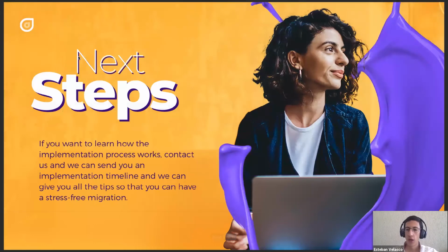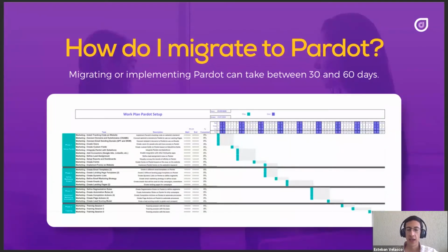Then another question that we always get from our clients is, okay, I like how Pardot sounds, but what do I need to do, or what do I need to take into account if I want to migrate to this platform? So here you can see an example of a timeline that we use. And we normally say that migrating or implementing Pardot can take between 30 to 60 days, depending on the complexity of the implementation that you require. And this example contains all the different tasks, or the most common tasks, that we need to complete, just to make sure that we are doing the right implementation.